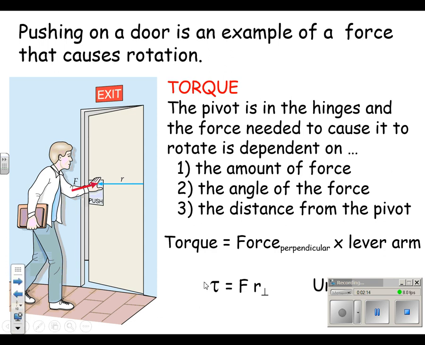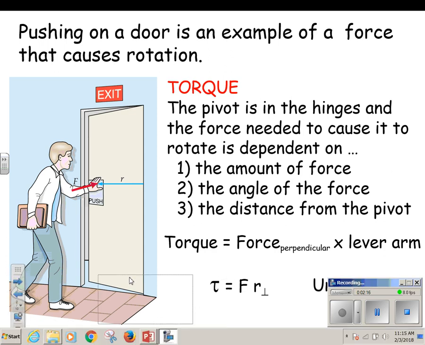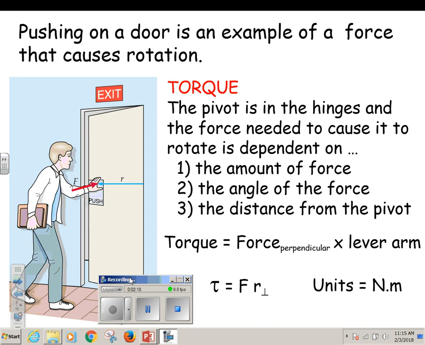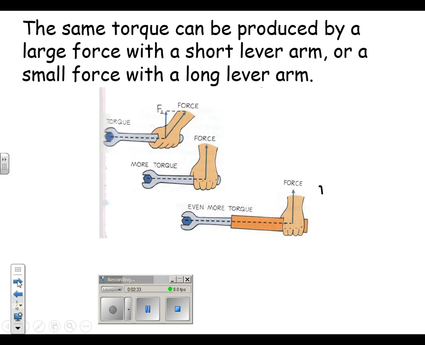Okay? Now the units for torque are going to be Newton meters. So another way to think about that is a Newton meter is also a joule. So that's why I said it's kind of rotational work. That's not exactly true, but it's kind of a thought process for it. So the same torque can be produced by a large force with a short lever arm, or with a small force with a long lever arm.